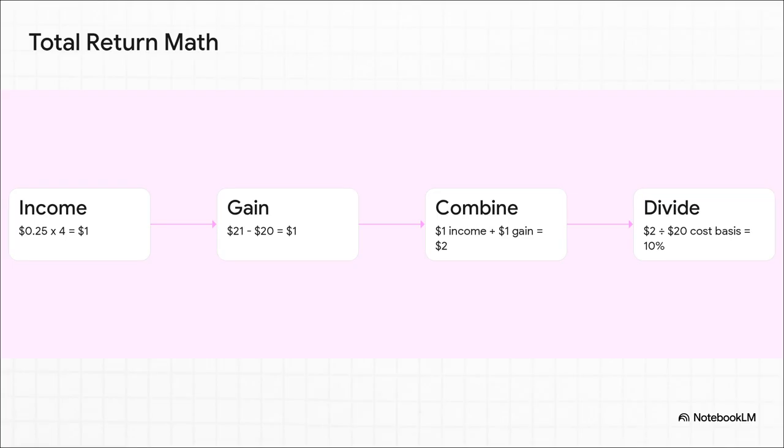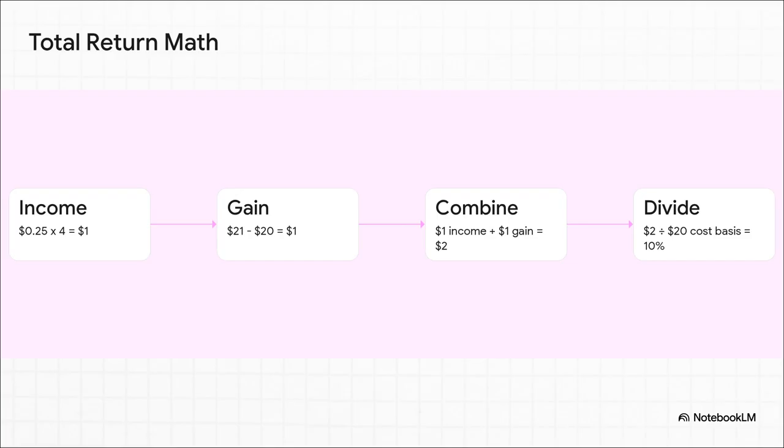Step 1. We find her annual income. 4 quarters of 25 cents equals a clean $1 in income. Step 2. We find our capital gain. She sold at $21 and she bought at $20, so that's a $1 gain. Step 3. We combine them. The $1 of income plus the $1 gain equals $2 of total value generated. And finally, step 4, we take that $2 and divide it by her original $20 cost basis.